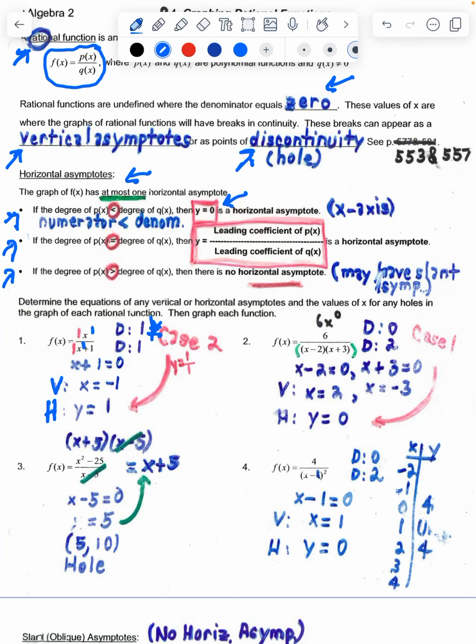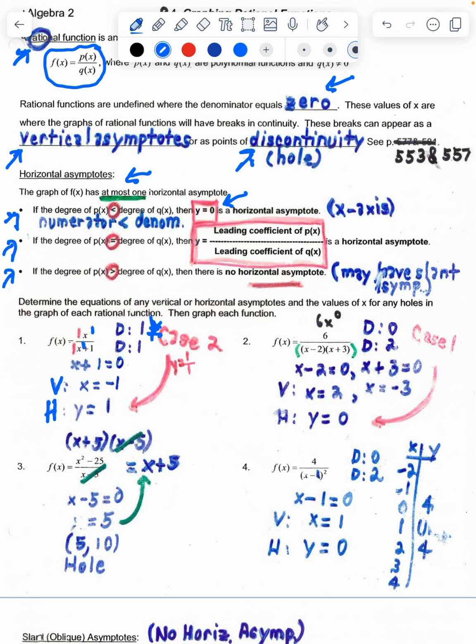If you look at number 4, and that's the last one I'll talk about today, the denominator is undefined where x equals 1. And it doesn't cross out with any factor of x minus 1 in the numerator, so it appears as a vertical asymptote. While the degree of the numerator is 0, the degree of the denominator would be 2. When you square that quantity, that is going to give you x squared. So we have, again, case 1, where the horizontal asymptote is y equals 0.